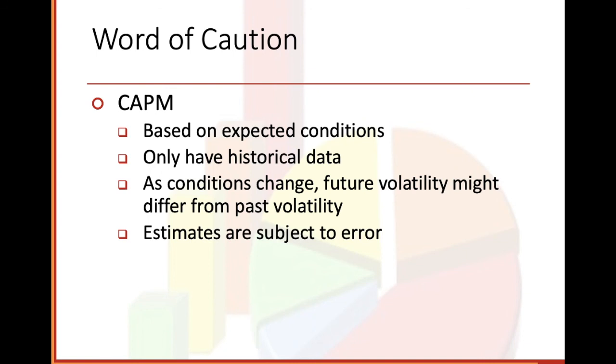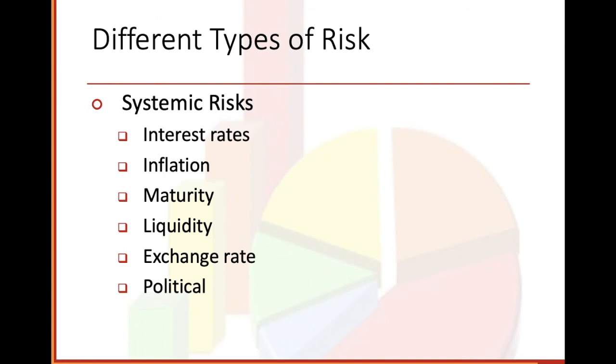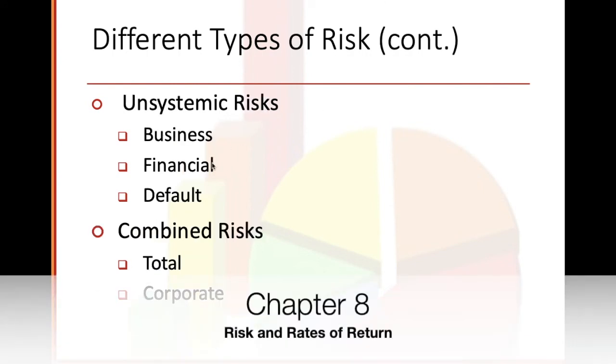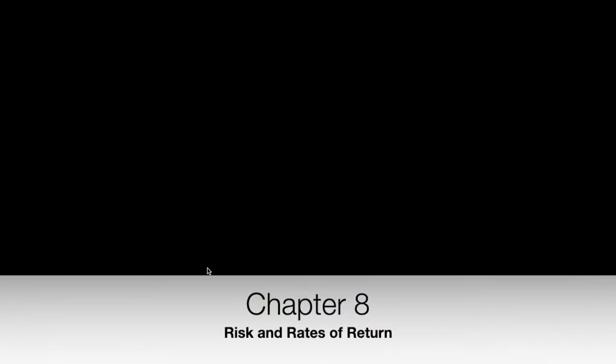Different types of risk: systematic risks, interest rates, inflation, maturity, liquidity, exchange rate, and politics. Okay, this politics is whenever the Fed chairman tries to raise or lower interest rates. That's the interest rates where people can borrow money. So keep that in mind. That's why it says politics. Different types of risk: unsystematic risk, business, financial, default, and combined risk, total, and then corporate. Okay, that's the end of this chapter.